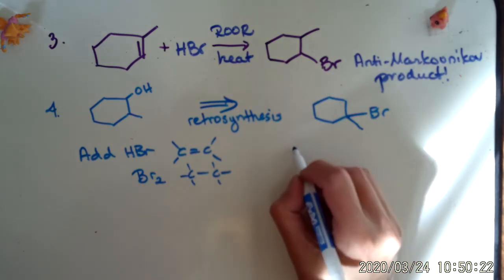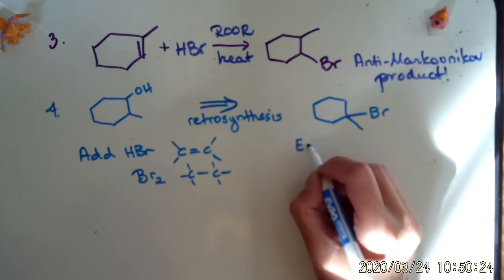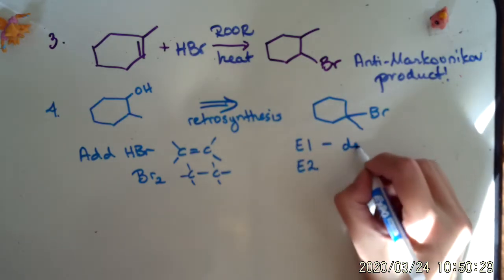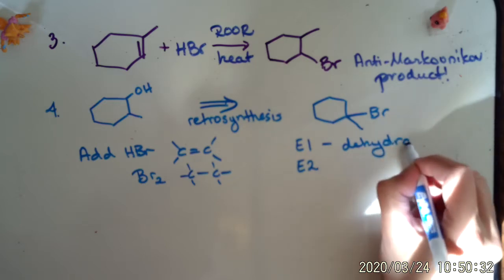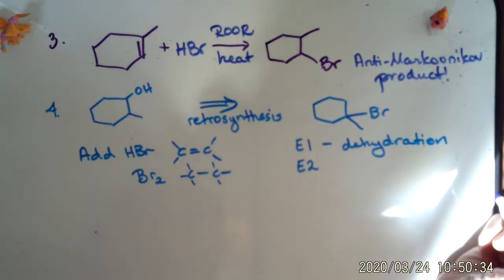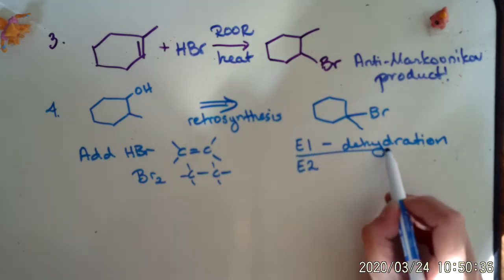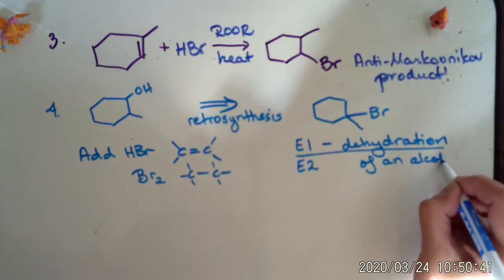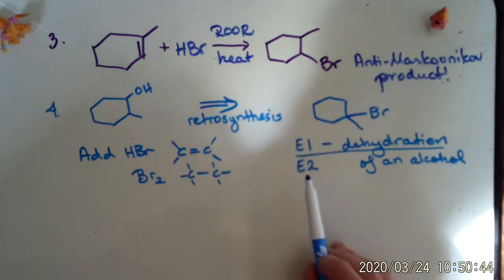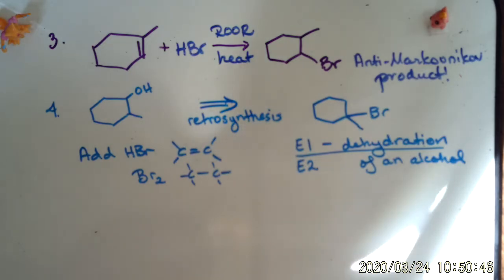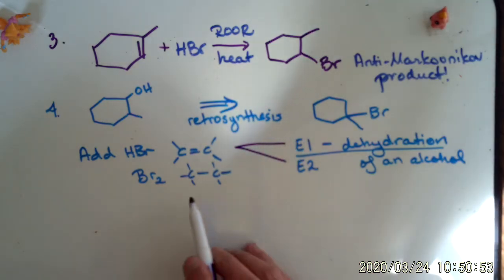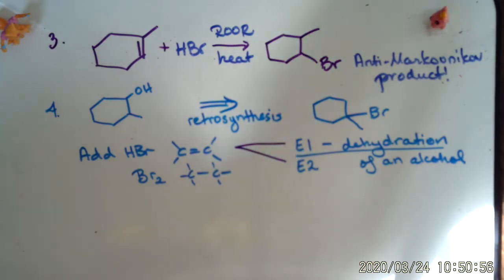So, we know how to make an alkene through E1 and E2. E1, dehydration. Oh, wait a second. Let's stop there. Dehydration of an alcohol. So, we know E1, E2, these are all the ways we know how to make an alkene. So let's go with the alkene.